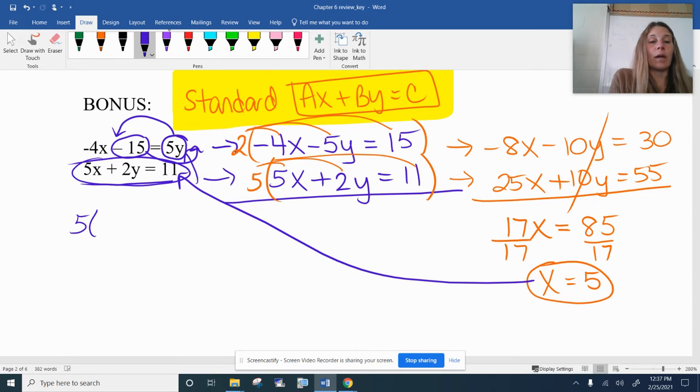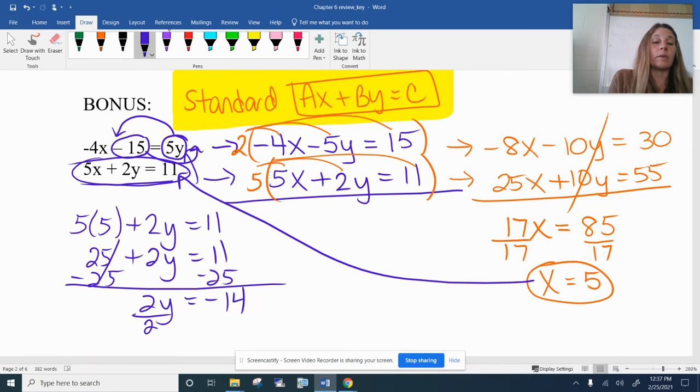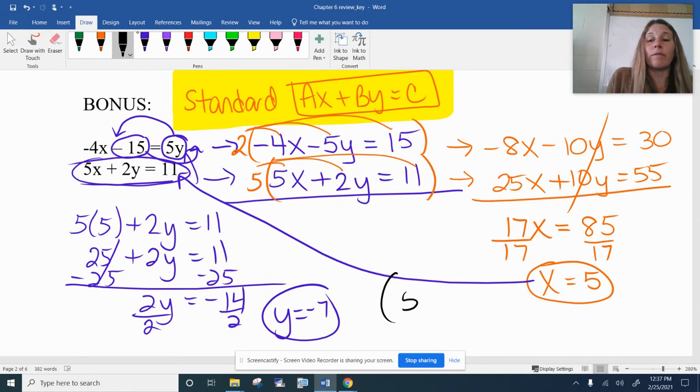So I have 5 times 5 plus 2y equals 11. We know 5 times 5 is 25, so now I'm going to solve for that y by getting it by itself. So I can move my 25 over to the other side by subtracting it. That gives me a negative 14. And then I'm dividing by 2, and y equals negative 7. So my final answer here would be 5 and negative 7.